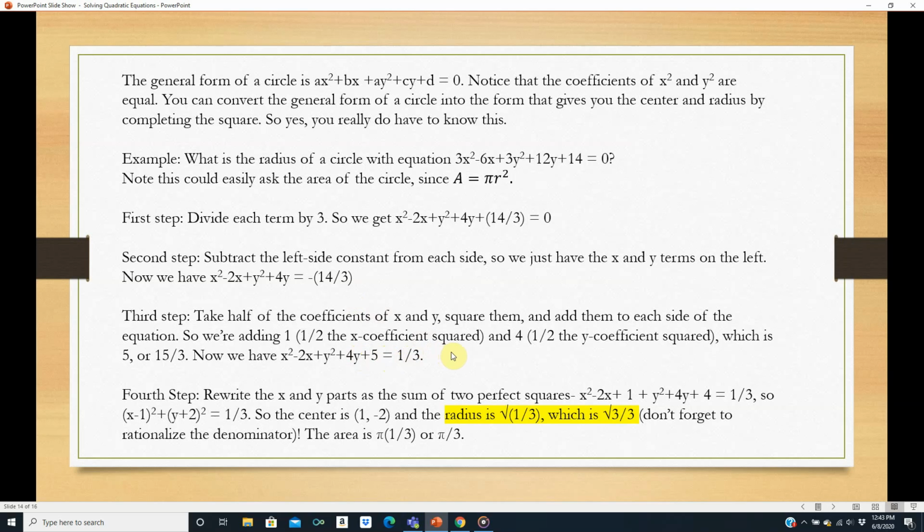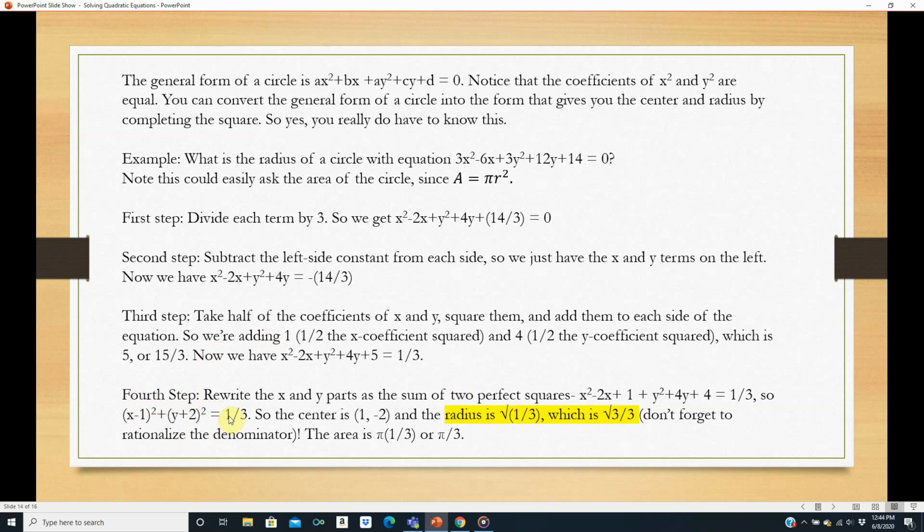So the fourth step is we're going to rewrite the x and y parts as the sum of two perfect squares. And by x and y parts, I mean anything with any power of x in it. So x squared minus 2x, x squared minus 2x plus 1 plus y squared plus 4y plus 4 equals 1/3. And then we can easily factor that to x minus 1 squared plus y plus 2 squared equals 1/3.